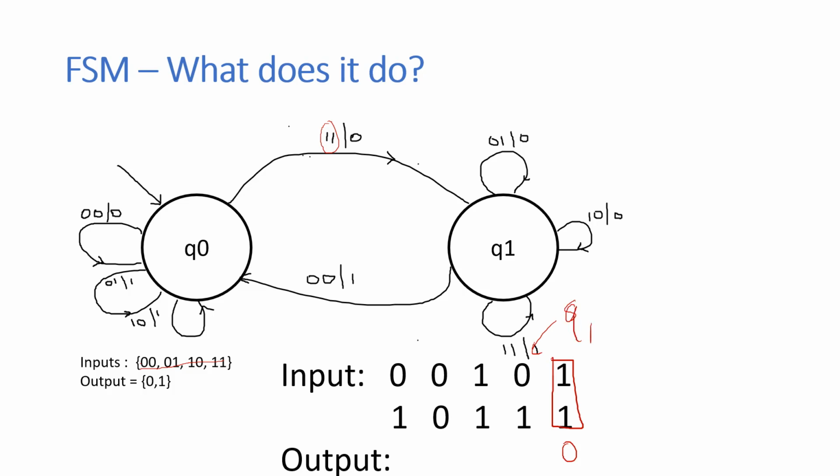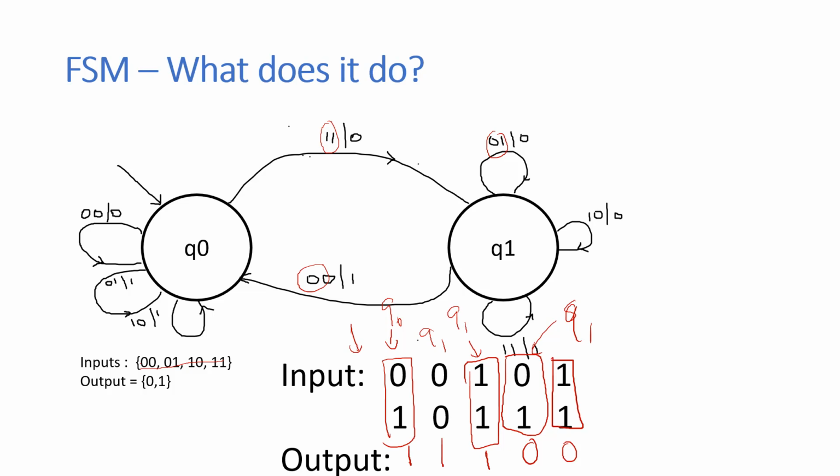Q1. When you're in Q1, when you see the combination 0, 1, which is this one here, you output a 0 and stay in Q1. When you're in Q1, you see 1, 1, you output a 1 and stay in Q1. When you're in Q1, you see a 0, 0, you output a 1 and go to state Q0. When you're in Q0, you see 0, 1, we output a 1 and stay in Q0.